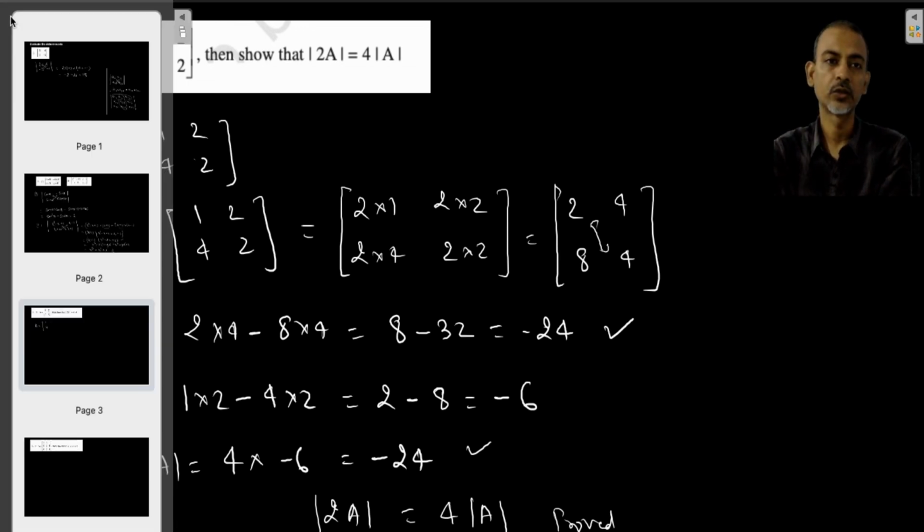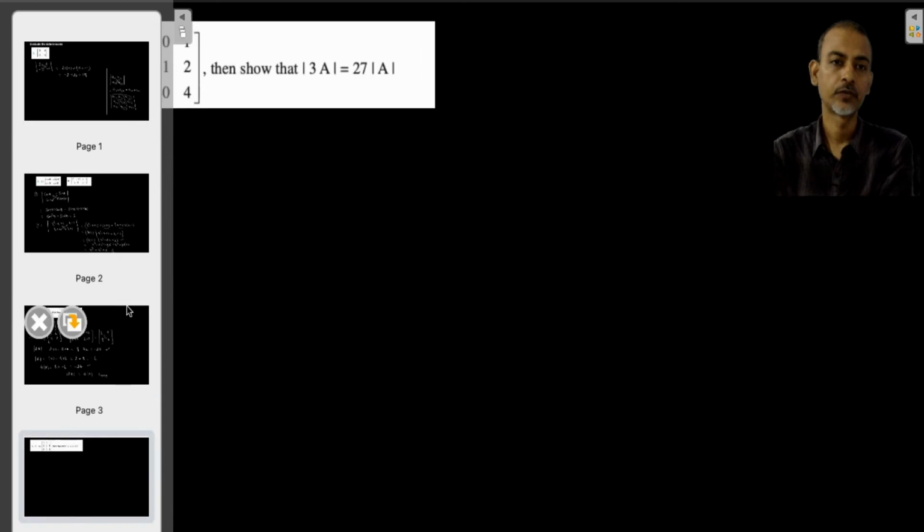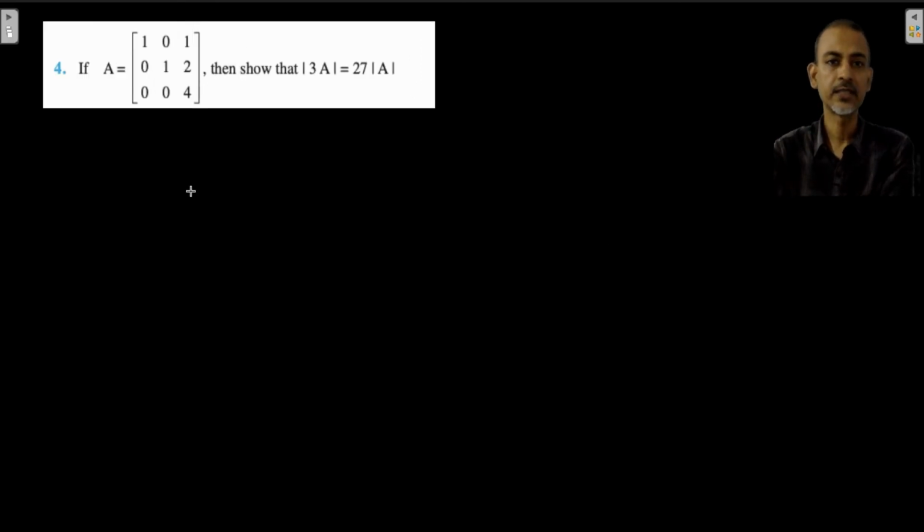Now let's go on to the next problem, which will be the last problem of the day. And in this case as well, this is a similar thing, wherein you have been asked to prove that the determinant of 3A, 3 times matrix A, equals 27 times determinant of A. So first of all, we need to calculate 3 times A, and here we will talk about that a little later. So let's first calculate 3 times A. So what will be my 3 times A?